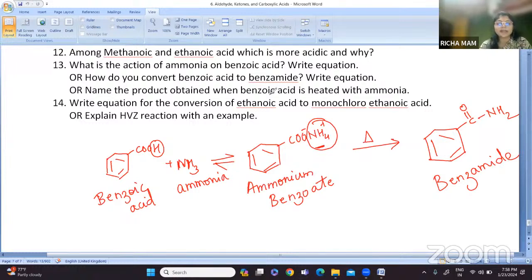So a slightly twisted question. And the next form they have asked is: name the product which is obtained when benzoic acid is heated with ammonia. So what is the product obtained? It is benzamide. The question can be twisted in this manner. You can see for one particular answer there are three questions. So the way of asking is in three different ways, right? Fine. So this was the question.